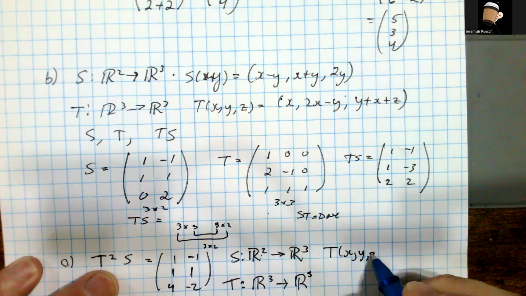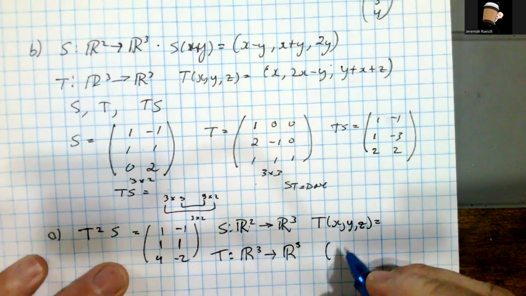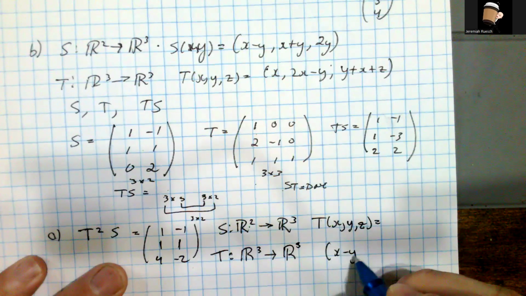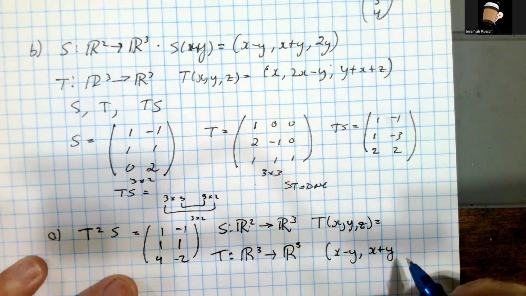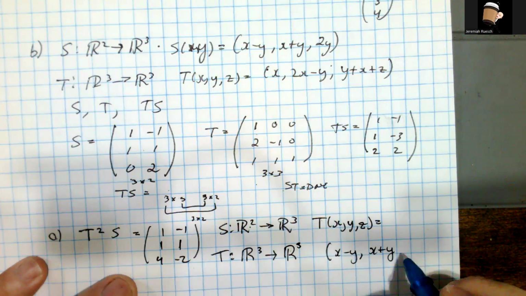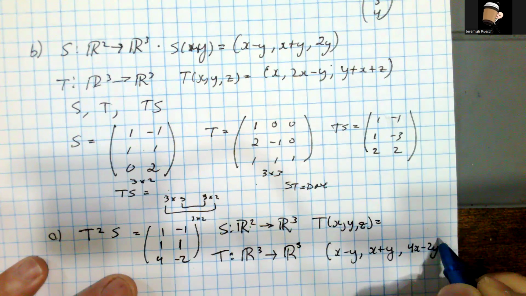y, and z as, we don't have enough room to squeeze it in there, so I'll write it down here. We have x minus y, we have x plus y, and we have 4x minus 2y.